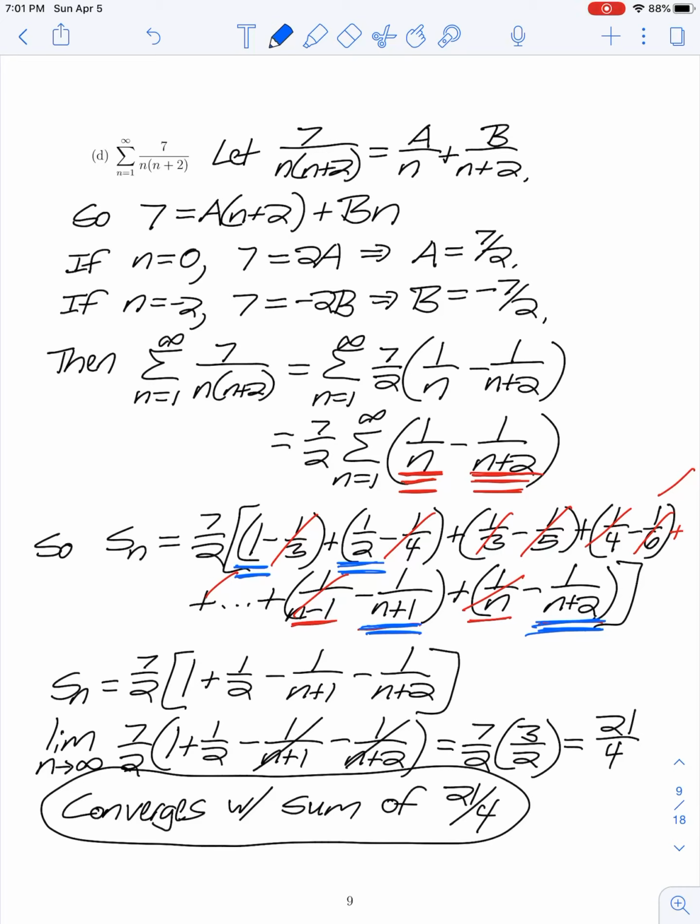So in the next part of this section, we will discuss other types of series, geometric series, and determine methods for their convergence or divergence.